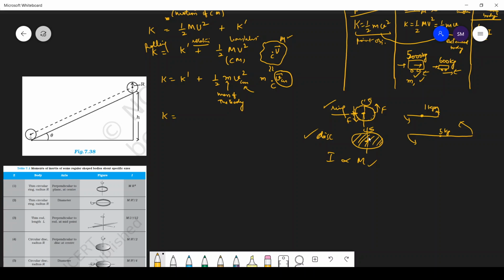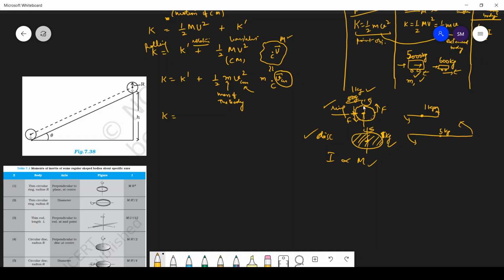Don't get it confused with the truck and the car, where one has more mass and the other has less mass. I am assuming here that both have the same mass. If this has 5 kg, this also has 5 kg. Of course the ring is not 5 kg, but suppose the masses are the same. So this very heavy steel ring, suppose it has mass 1 kg, and this also has mass 1 kg.